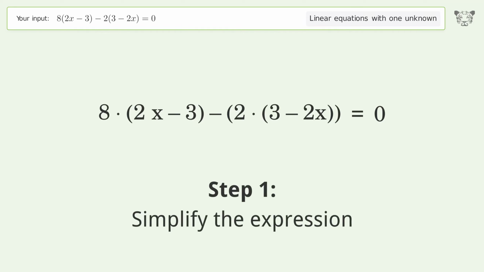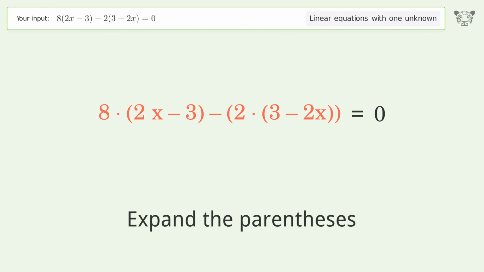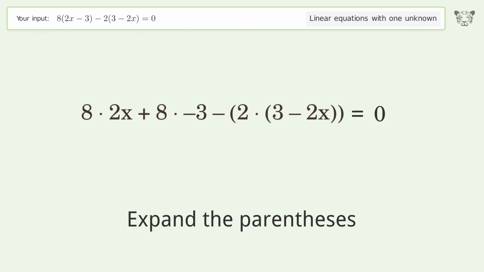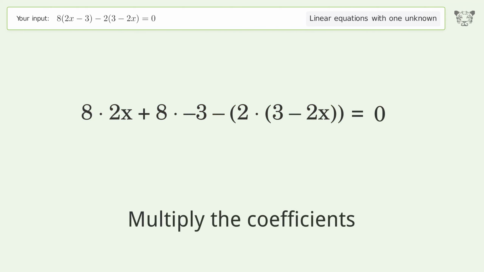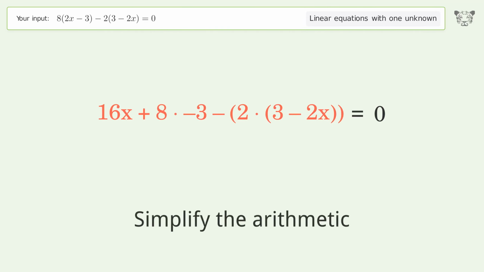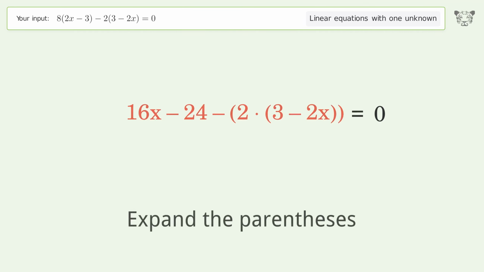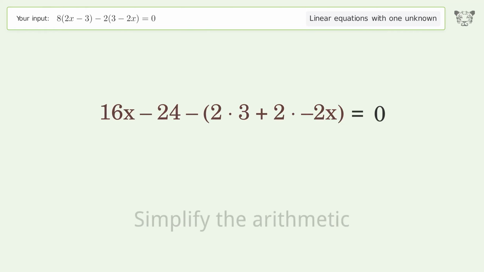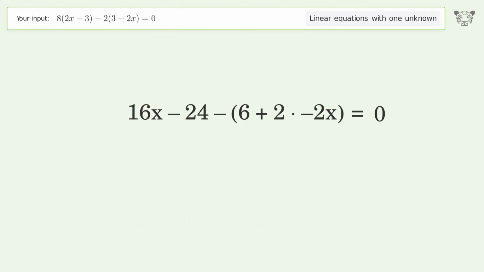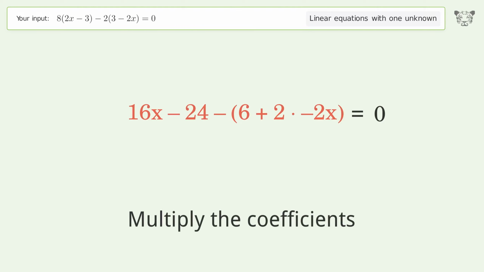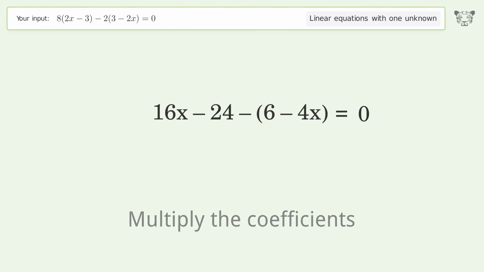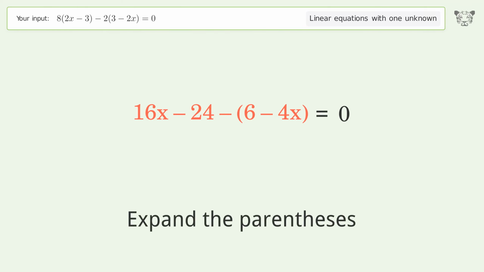Simplify the expression. Expand the parentheses. Multiply the coefficients. Simplify the arithmetic. Expand the parentheses. Simplify the arithmetic. Multiply the coefficients. Expand the parentheses.